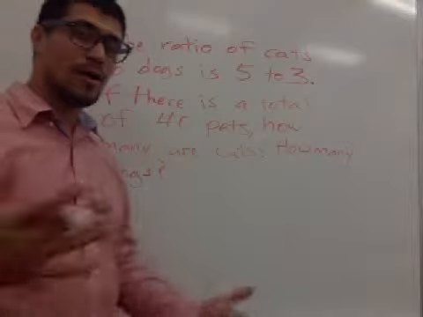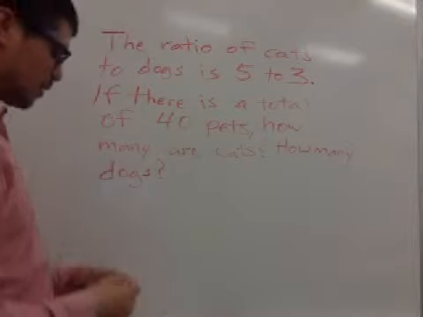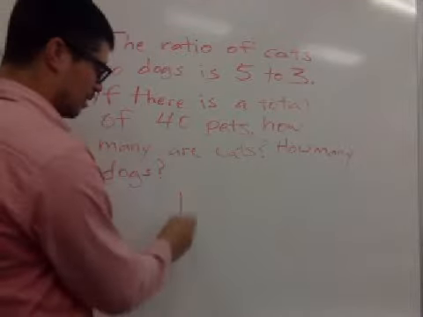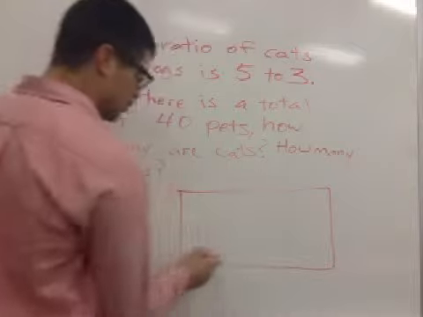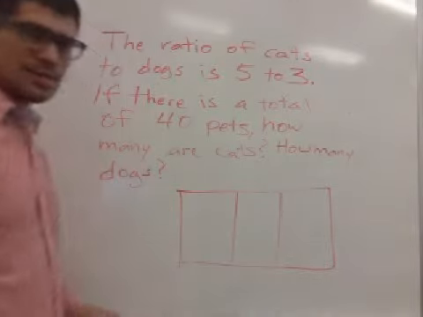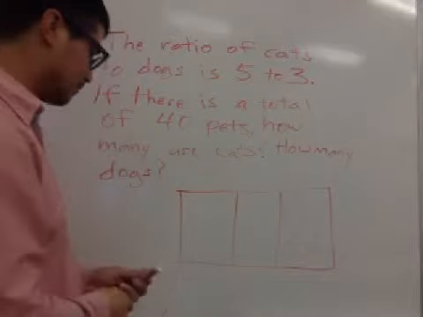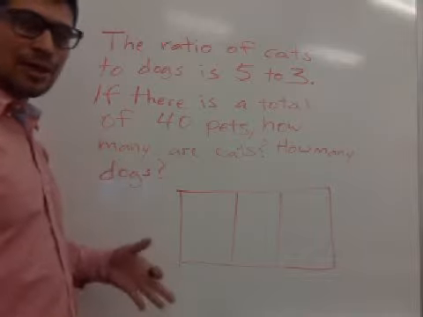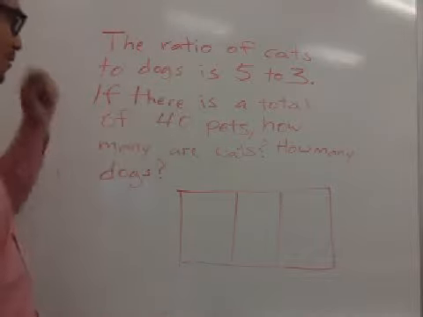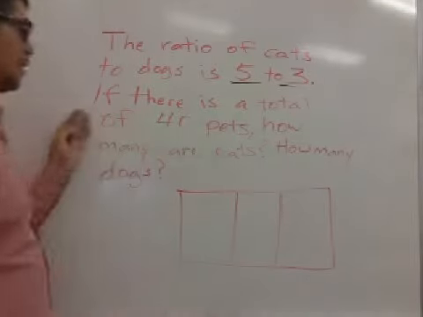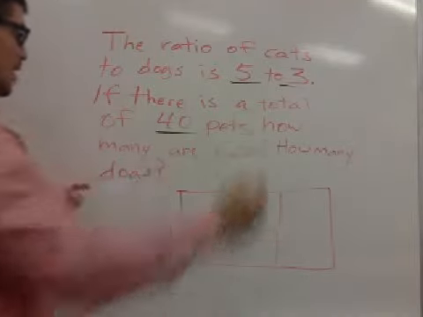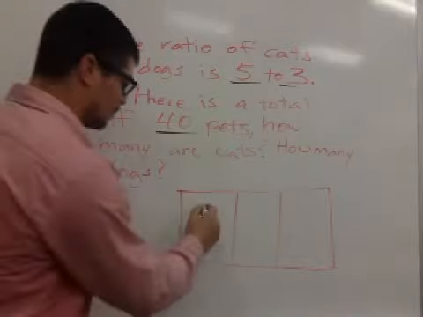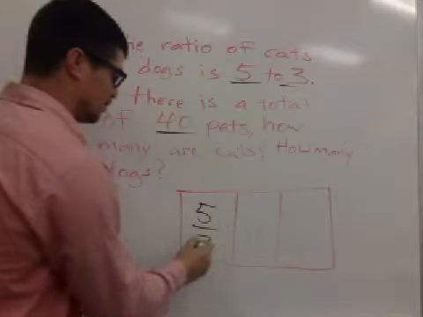Well, these are the ones we've been working on. The first thing I always ask you to do for this type of problem is make the little squares, just because that helps you start organizing your information. So first, read it, reread it, try and understand what you're looking at. The ratio of cats to dogs is 5 to 3. If there is a total of 40 pets, how many are cats, how many are dogs? Always, the ratio is the first part we put, 5 to 3.